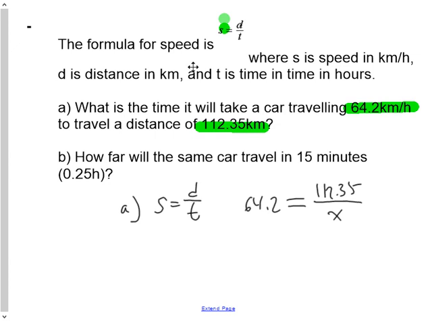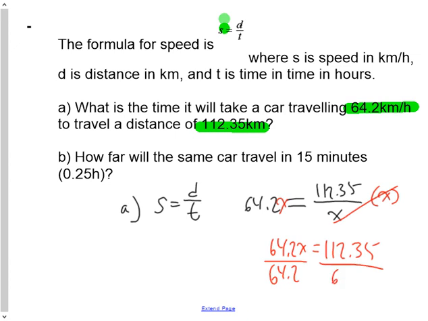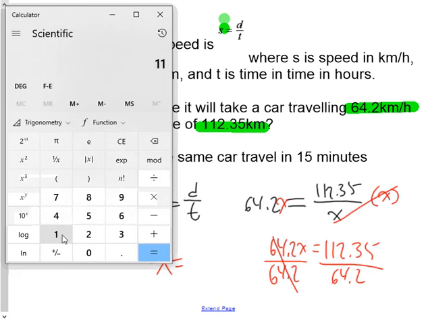So first step is to multiply both sides by x. I get 112.35. Multiply this side by x, and I get 64.2x. Divide both sides by the coefficient. And x, which is the time, is equal to 112.35 divided by 64.2, which equals 1.75.